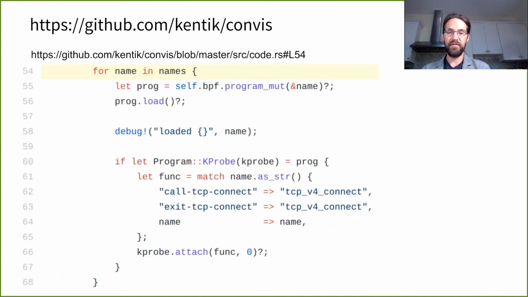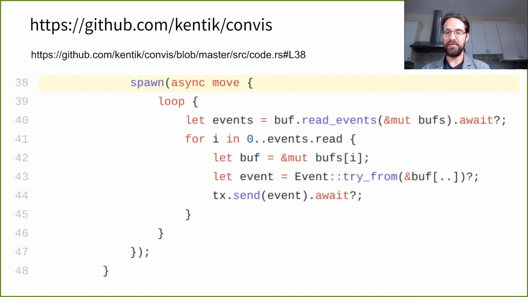Code.exec is leveraging the BCC crate again. We simply connect the probes and send them in with really just very straightforward kprobe.attach. And then here's where we receive the events from the kernel, and then we pass them back to that main loop again.